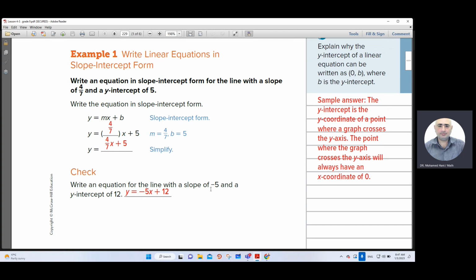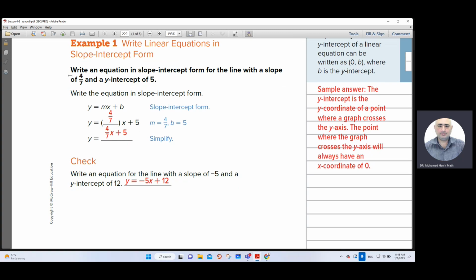Listen to this example, please. Write an equation in slope intercept for the line with a slope of 4/7 and y-intercept of 5. The first step, write the form y equal mx plus b. Then substitute the values. What is the value of m? 4/7. So write here 4/7x. And what is the value of b? Will be 5. So the equation will be y equal 4/7x plus 5. Write this example, please.